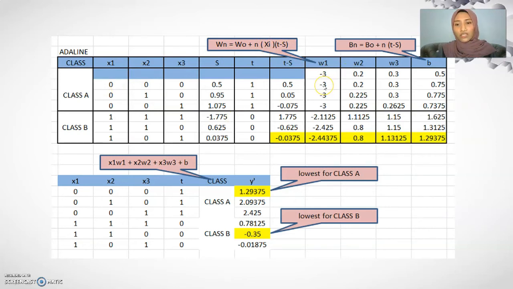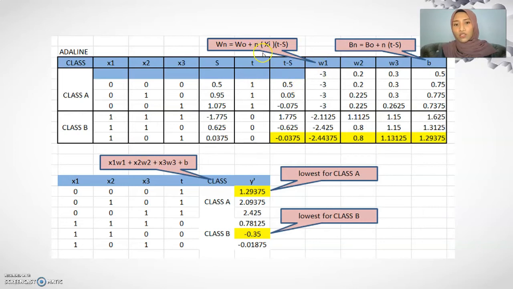If we want to find the new W at W1, we use S1. So T minus S, where S is the sum of the values at the initial input. The sum here is 0 plus 0 plus 0 plus B. So the sum is 0.5. So to find T minus S, 1 minus 0.5, we get 0.5.